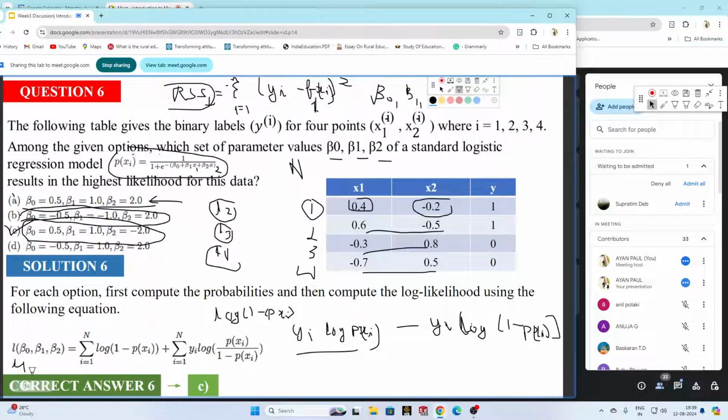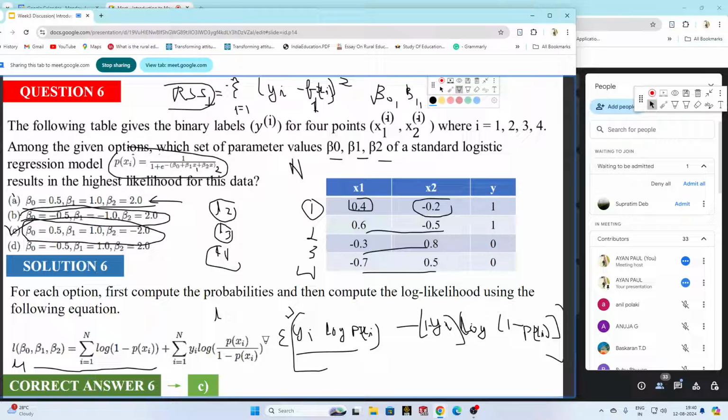What is our likelihood equation? This is our log likelihood equation: sigma over i equals 1 to n of y_i log p(x_i) plus (1 minus y_i) log(1 minus p(x_i)). That is your log likelihood. The log likelihood we have to maximize, so we will be finding four log likelihoods.